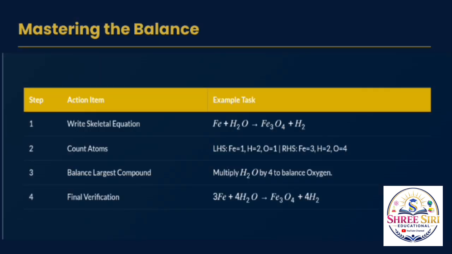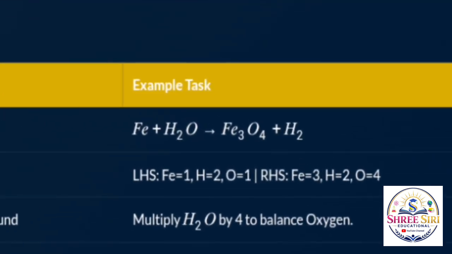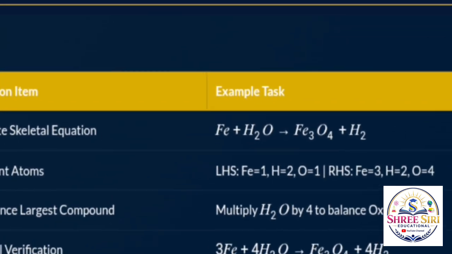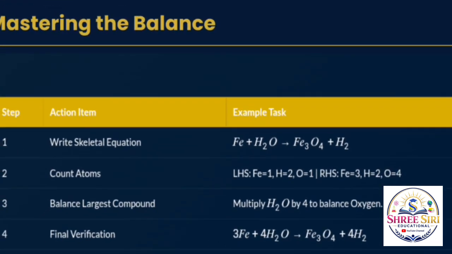Balancing the equation. Let's take an example of iron reacting with water, and it gives Fe3O4 plus H2. Here, what are the reactants? The reactants are iron and water. And what are the products? Fe3O4 and hydrogen gas are the products. Let's count the atoms. The reactant side has one iron atom, two hydrogen atoms and one oxygen atom, and the product side has three iron atoms, four oxygen atoms and two hydrogen atoms.